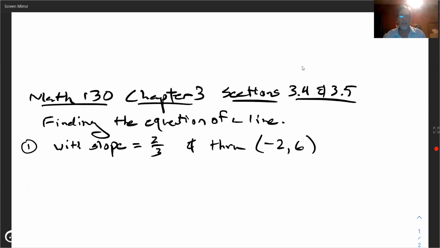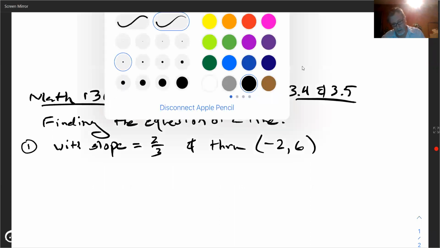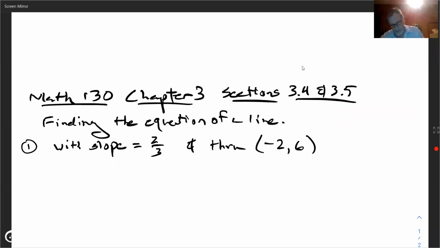Anyway, here's a problem. It says I want to find the equation of a line. It's got a slope of 2/3 and it goes through the point (-2, 6). Okay, here's the thing. The equation of a line looks something like this. It's y equals some number m times your variable x, and then plus some other number. And of course, this is slope-intercept form.